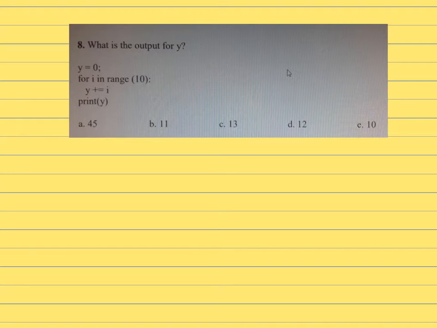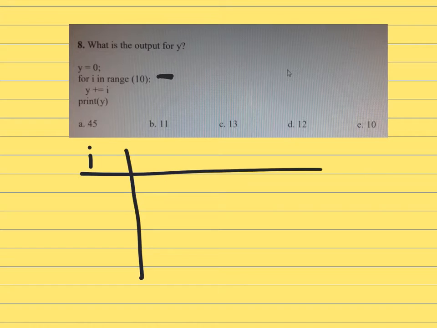So in this program, we will have about 10 iterations of this loop, because we have a loop for I in range of 10. So I'm going to split this up into a couple columns, where one column represents the iterations, or I, and right here we will figure out the value of Y, and it will change as we go along through the iterations. So right now, Y has a current value of 0.